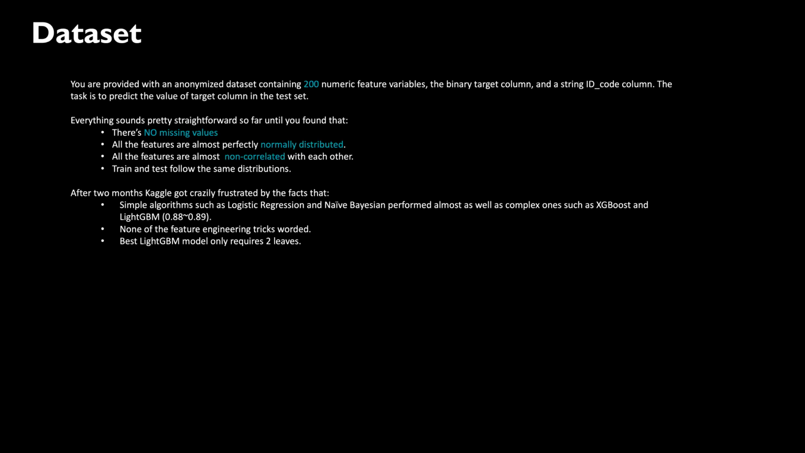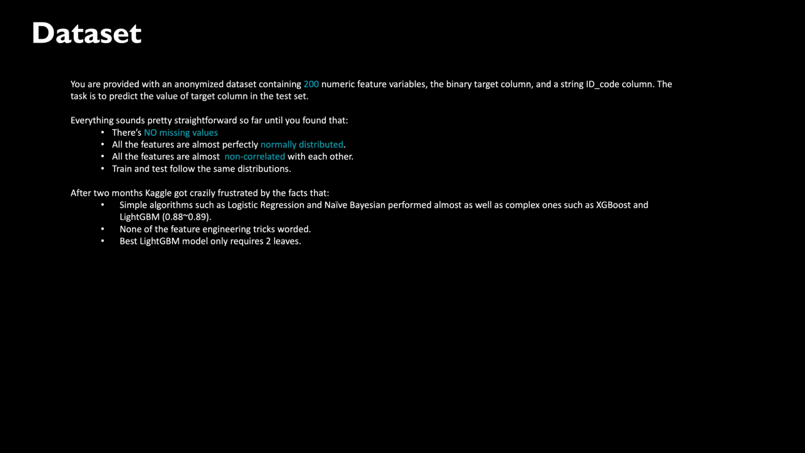Another interesting finding I would like to bring up is that the best LightGBM model only requires 2 leaves. What does that mean? Every time you generate a decision tree, you only need 2 leaves, and having more than 2 leaves will make the model worse. So it sounds like the data is good enough. Therefore, even with a simple model, we can get a decent result.